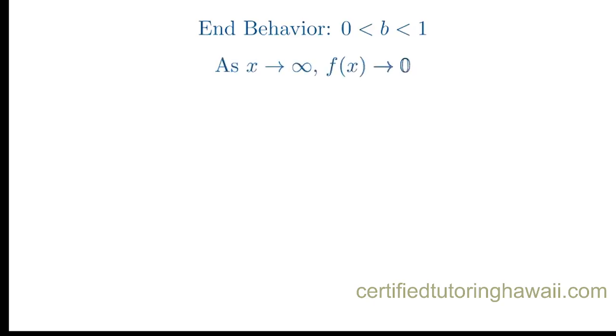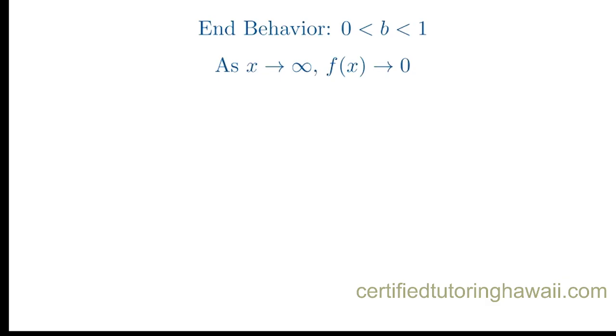Now let's look at the decay case, where b is between 0 and 1. As x approaches positive infinity, the value of a decay function approaches 0. As x approaches infinity, f of x approaches 0. Think of 1/2 to the x. As x gets large, the fraction gets smaller and approaches 0.